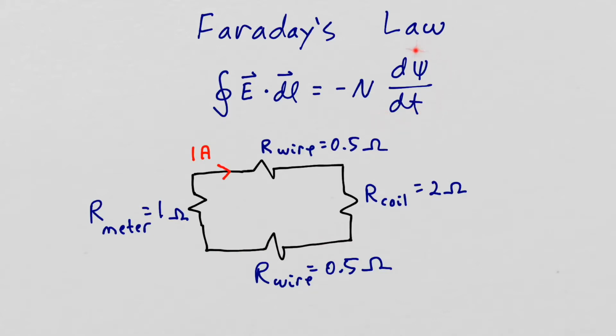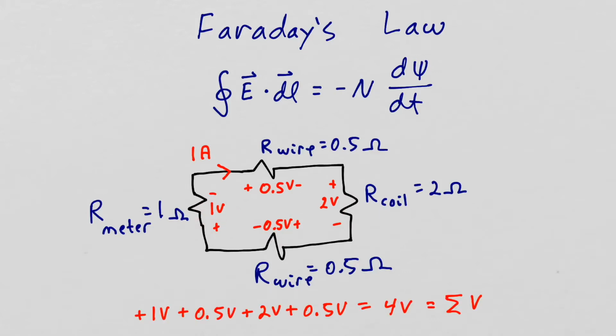Let's increase the rate of change of the magnetic flux in the coil at a constant rate such that we generate a constant current of 1 amp around our circuit. With 1 amp flowing, I'm showing the resulting voltage drops across the 4 resistors.